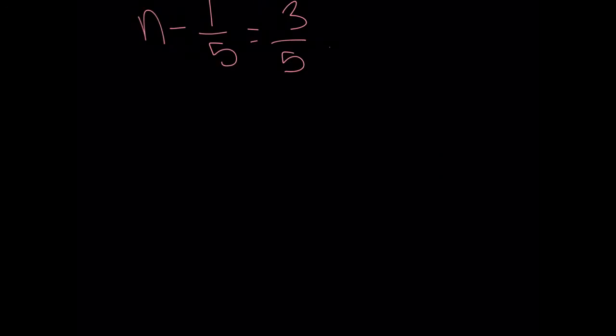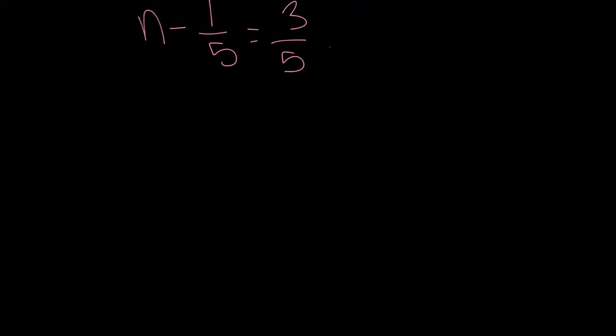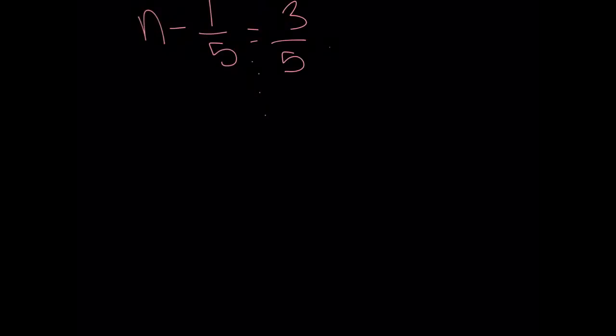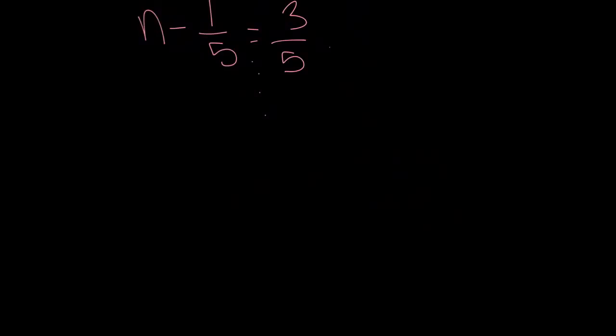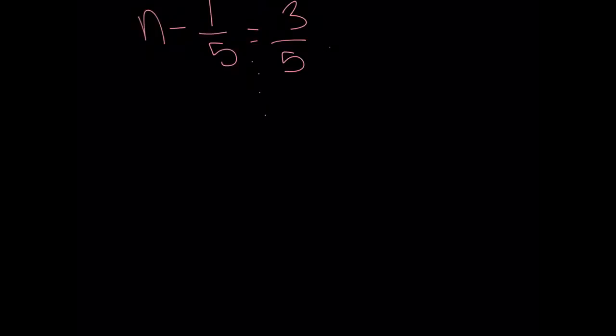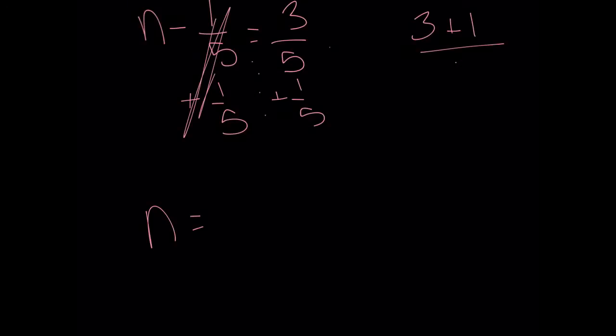Okay, so for this problem, you're going to add 1/5 on each side of the equal sign because that will cancel out the subtraction. So we're going to add 1/5 and add 1/5. So that cancels out, which leaves n by itself. And so 3 plus 1 over 5 equals 4/5. So n equals 4/5, and that's your answer.